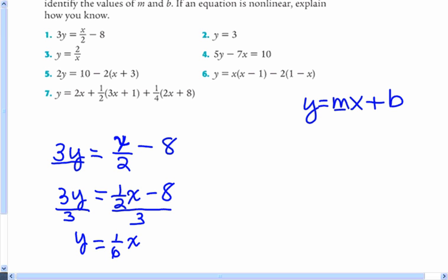x, and 8 divided by 3 is 2.6 repeating, but since it's a repeating number, I'm just going to leave it as a fraction, 8/3. If you want, you can change that. If you like the mixed numbers better, that's the same as 2 and 2/3, or 2.6 repeating. So there it is. That is definitely linear because the slope is 1/6. The y-intercept is negative 2 and 2/3.